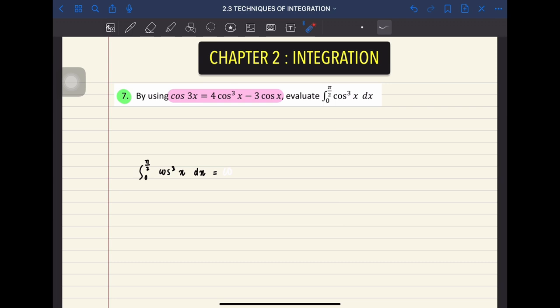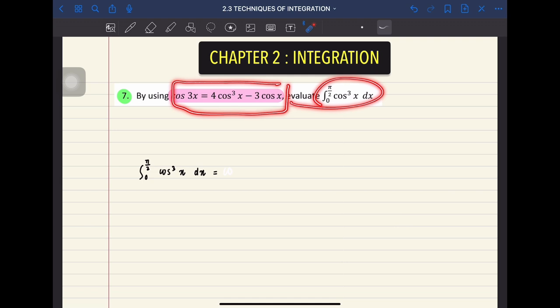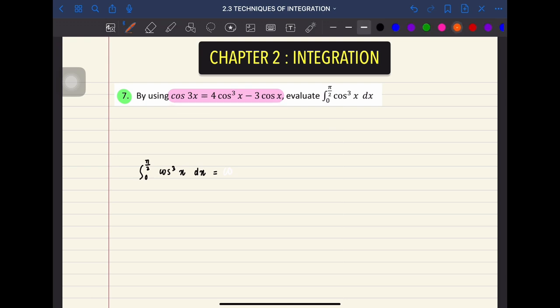Okay, so first, number 7. The question asks to use this one, cos 3x equal to this, and evaluate the integral. As we notice here, we cannot directly integrate cos cube x. So we can use the information given here, which we can see that we have cos cube x over here.